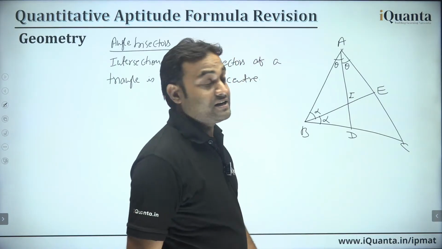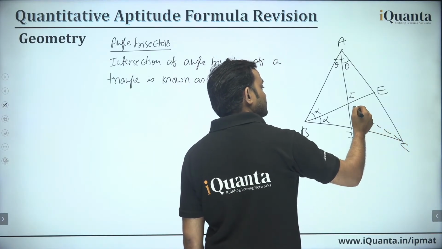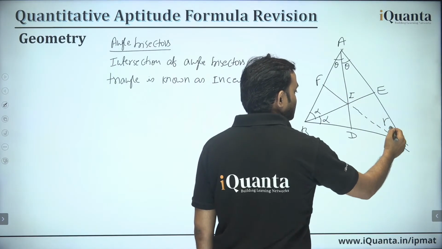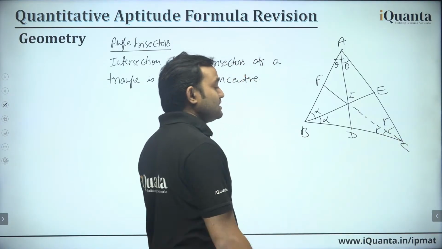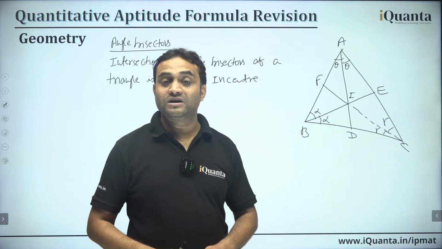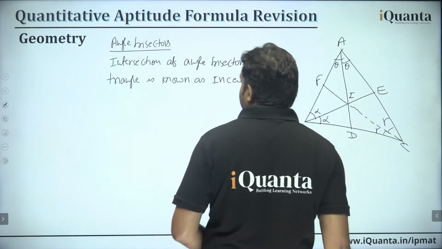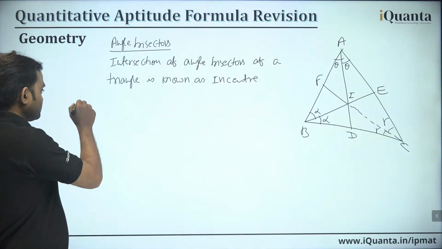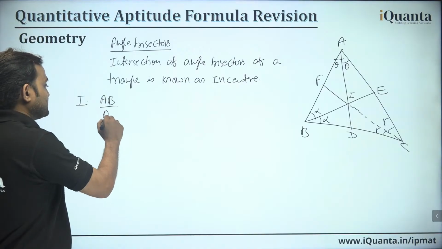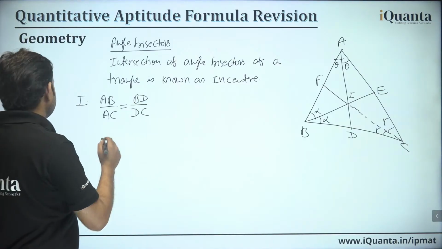Then the third angle bisector will also pass through this point. Like this, CF. If this angle is gamma, this angle will also be gamma. Whenever two angle bisectors are passing through one point, the third angle bisector will also pass through that point. Now in case of angle bisector, what do we know? So the angle bisector theorem says that AB upon AC will be equal to BD upon DC.